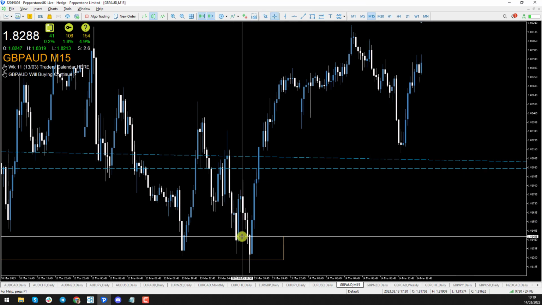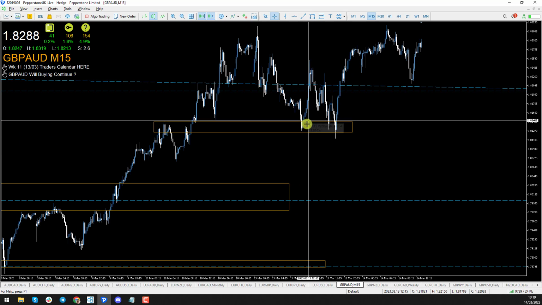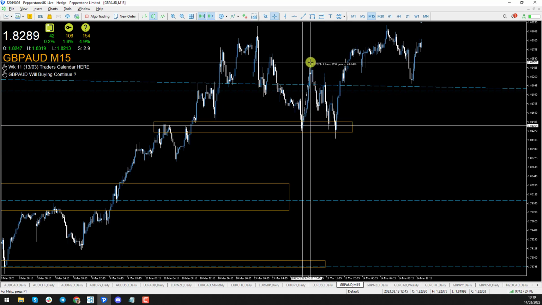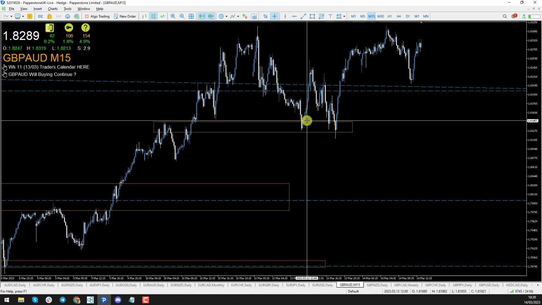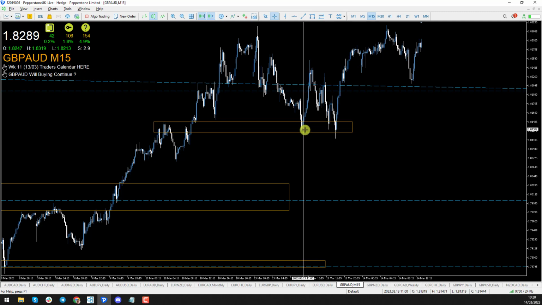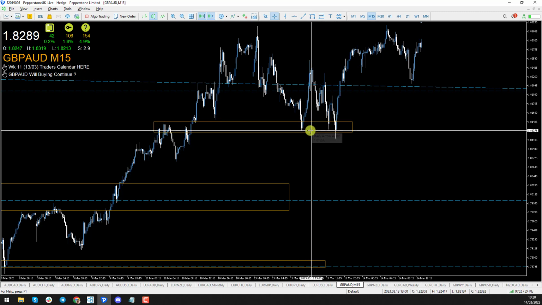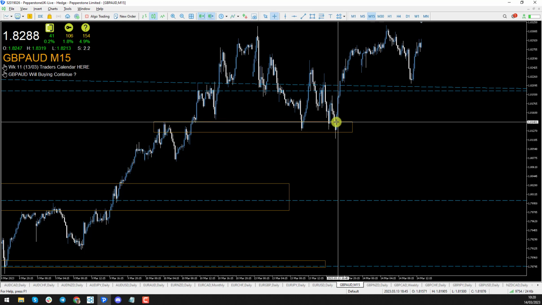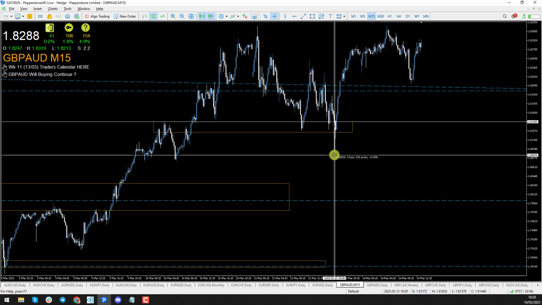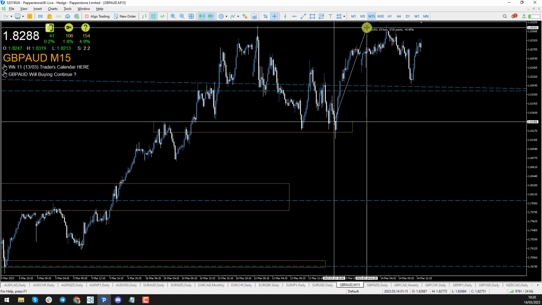I ended up getting long in this position at the high of this area here, which was around about the 81.43. The reason why we were talking about this yesterday was because price had rallied to the upside here, and we were looking for that demand zone to come back into play. You can see price kind of sweep the lows here and then continue to the upside.